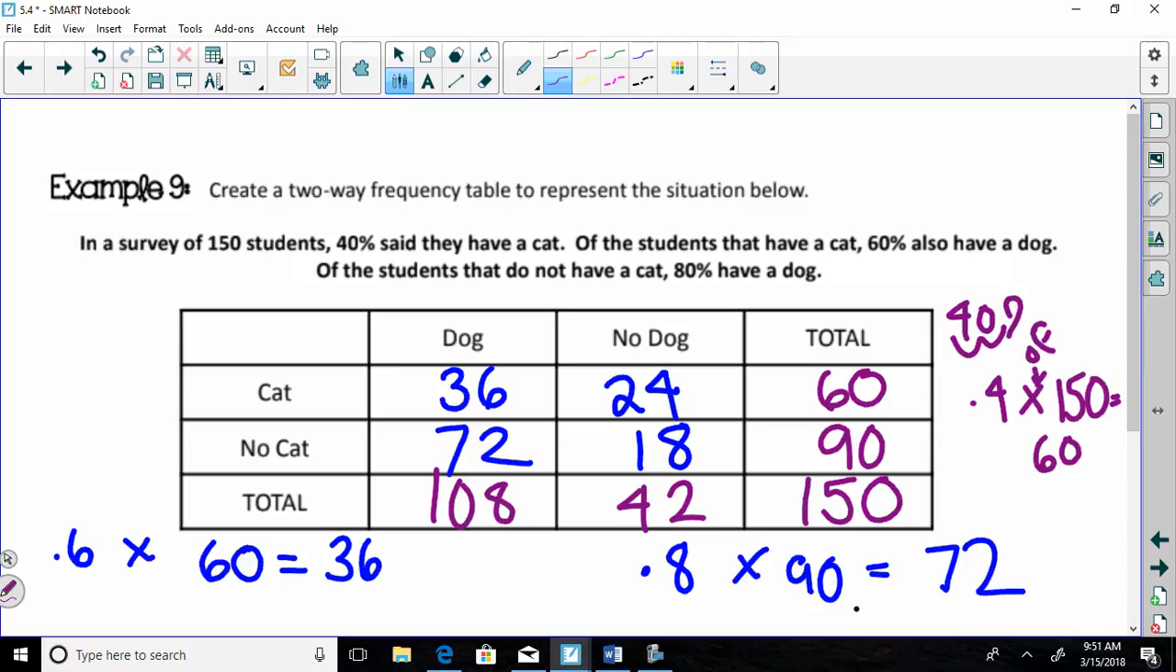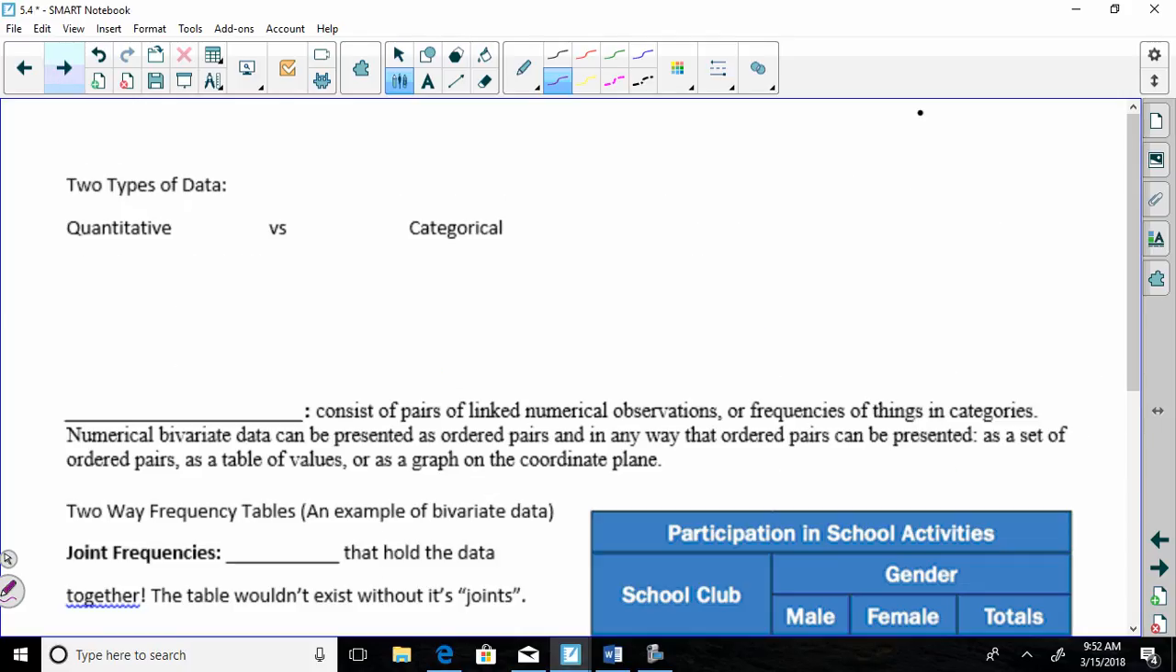Yeah. So the blue is known as your what? Joint frequencies. And what's the besides 150? What's these purple ones? Marginal. Okay, so that's a note. We're just going to go over a few examples together, and then I'll let you guys practice on your own. So we're going to go to right here.